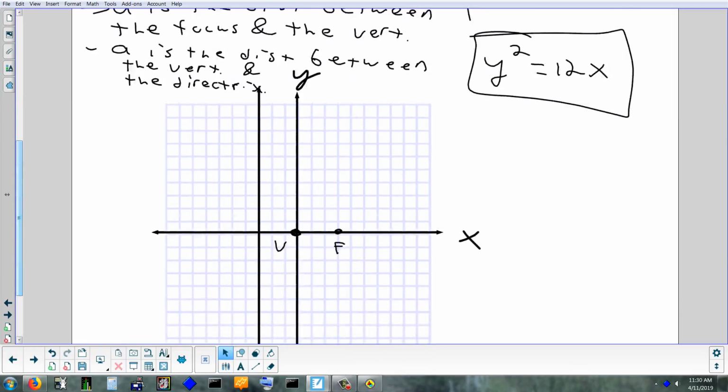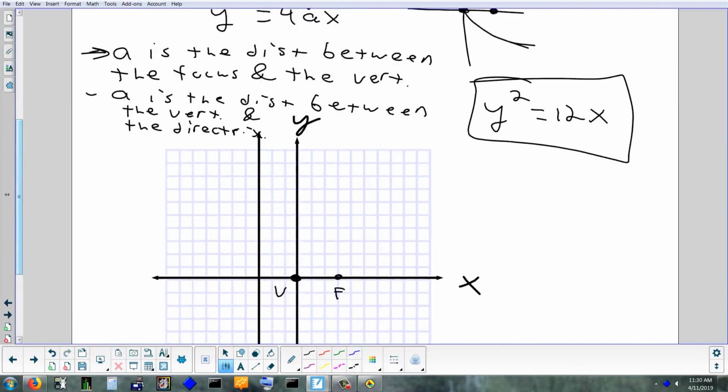And the parabola is going to bend away from it and open to the right. But how wide does it open? For that, we need a couple, let's get a couple points. So, we've got to pick a number for x.